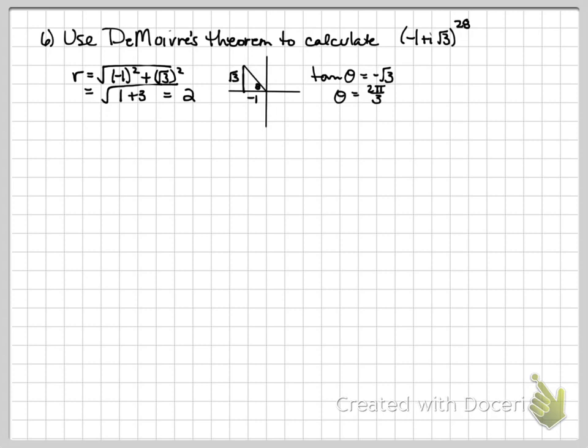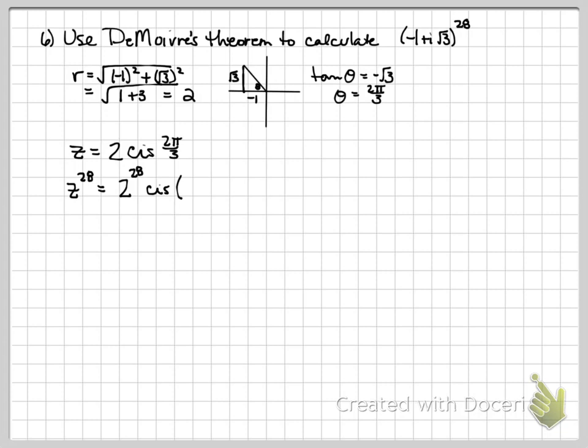So now I put it in trig form, and z is going to equal 4 CIS of 2 pi over 3. Did I say 4? I'm sorry, that's supposed to be 2. I wrote 2. But I want z to the 28th power. So the way I'm going to do that is take my r to the 28th and my theta.